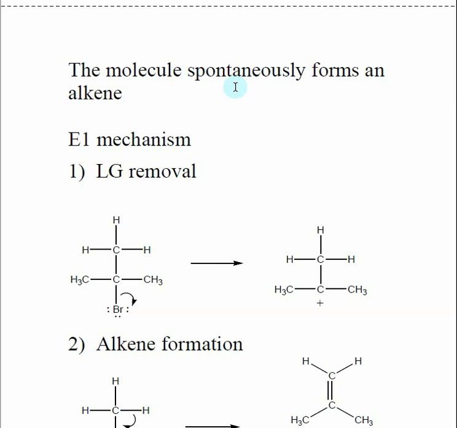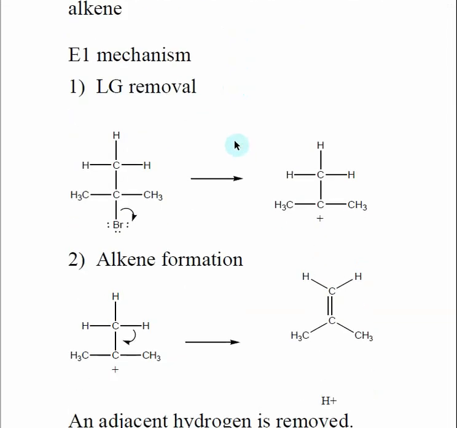In an E1 mechanism, these are broken into two steps. Remember, in the SN1 mechanism, the overall substitution was broken into two steps, and in an E1 mechanism, the formation of the double bond is formed in two steps. Just like the SN1 reaction, the first step involves leaving group removal. The electrons from this C-Br bond attack the bromine, and the bromine is kicked off. Sometimes people will put a Br minus over here as part of a product, but mainly the electrons are leaving this carbon and we form a carbocation product.